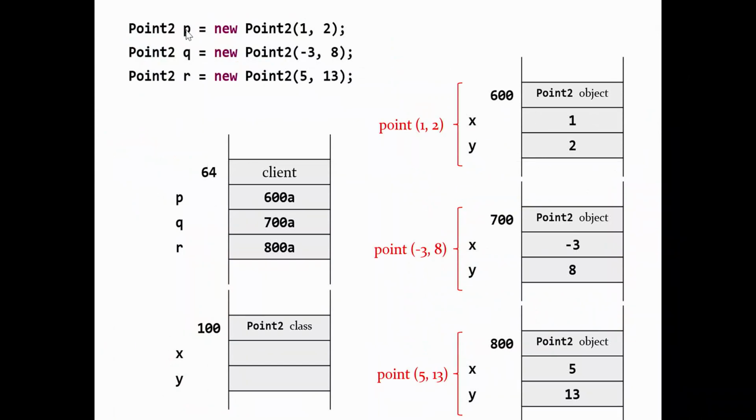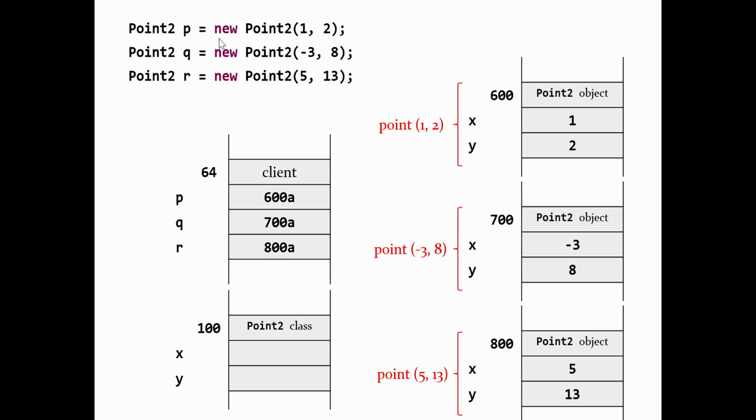Okay, so I've got 3 points, P, Q, and R. I actually want 3 separate points in this little program. So I want a point whose coordinates are 1, 2. I want a second point whose coordinates are minus 3, 8. And I want a third point whose coordinates are 5 and 13. So I actually want 3 separate points. Maybe I'm trying to draw a triangle or something like that. If you have objects, then you can actually have 3 separate objects that have the coordinates 1, 2, minus 3 and 8, and 5 and 13.